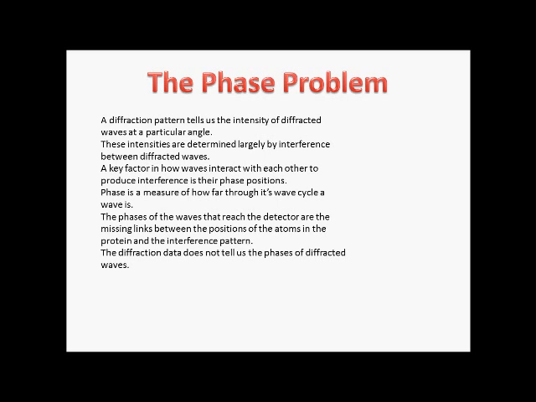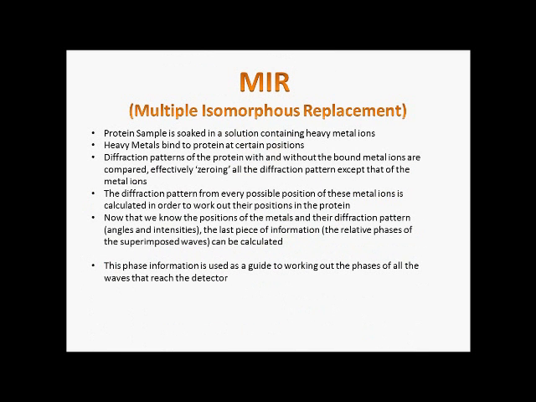The difficult part of that is working out the phase because we can't measure that directly. The first ever method used to try and work out these phases is called multiple isomorphous replacement. It involves crystallizing your protein while it's in solution with high concentrations of heavy metal ions. The metal ions bind to some of the proteins at specific points and become part of the crystal structure.